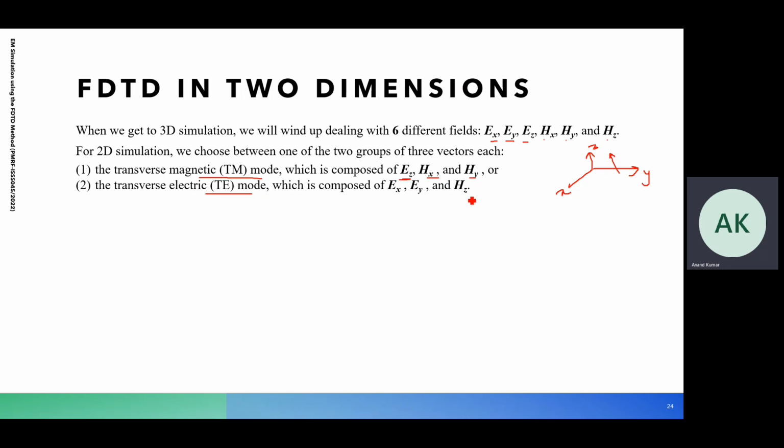Similarly, for the transverse electric mode, we do not have any Ez component. We have an Hz component. So we can choose either of them. For our class, we are using the TM mode because the book by Sullivan has the code for the formulations for the TM mode. For the TE mode, you can refer to the book by Davidson.